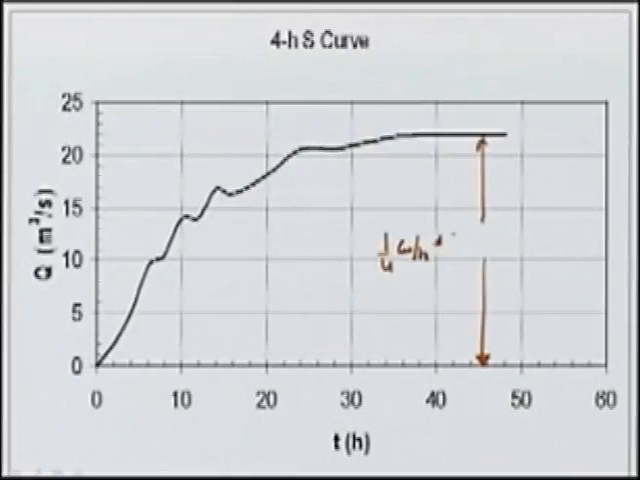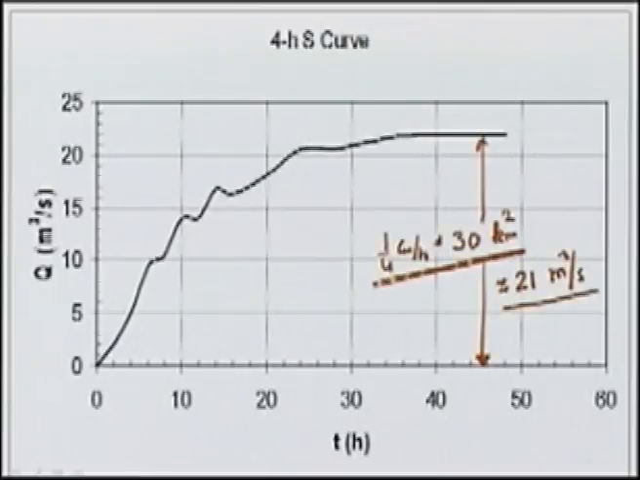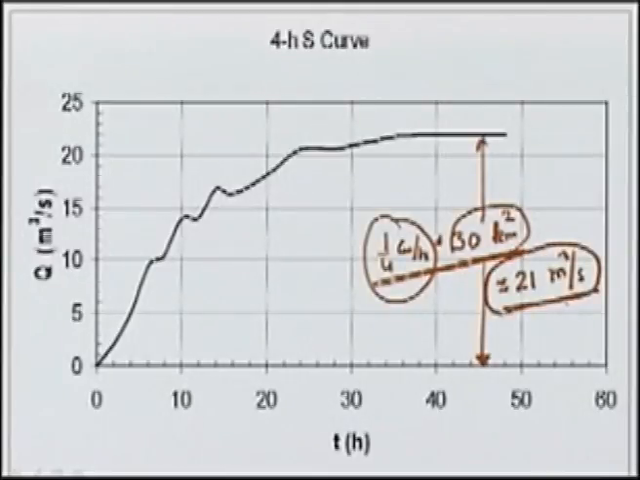occurring over an area of 30, in this case we have taken the catchment area as 30 square kilometer, we can convert into meter cube per second and the value turns out to be about 21 meter cube per second. This means that if a rainfall of intensity 1 by 4 centimeter per hour occurs continuously over the entire area of 30 kilometer square, at a steady state it will give us a discharge of about 21 meter cube per second.